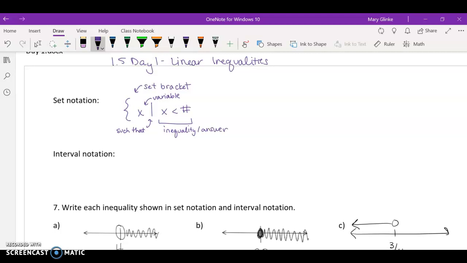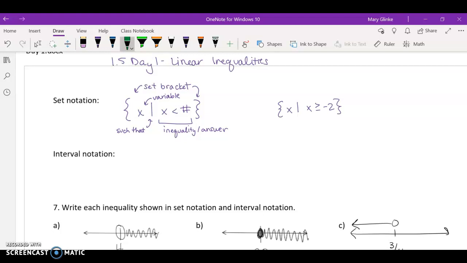After you've written out the inequality or the answer, you're then going to close it with your set bracket. So an example of this would be x such that x is greater than or equal to -2. That would be your set notation. So set notation is one way of writing your answer. Interval notation is going to be another. It's just like speaking a different language. You're going to be saying the same thing, but you're going to be saying it a different way.